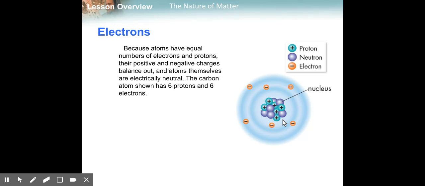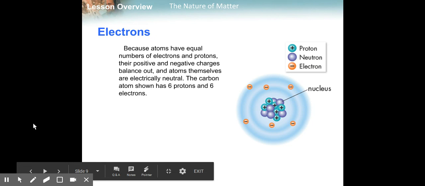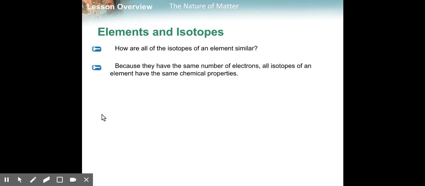Atoms are normally going to have equal numbers of electrons and protons, so that the positive and the negative will balance out. And then the atom will be neutral overall. Isotopes. Isotopes, hopefully you talked about in physical science last year. They all have the same number of electrons, so they should have the same chemical properties.